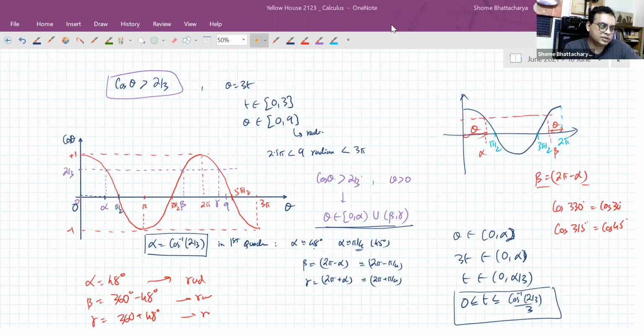Okay, we will conclude here today. And I've also sent you an additional worksheet just today before the lecture started. That is based on maxima, minima, and domain, range, etc. So try those questions out. We'll discuss in the next lecture.